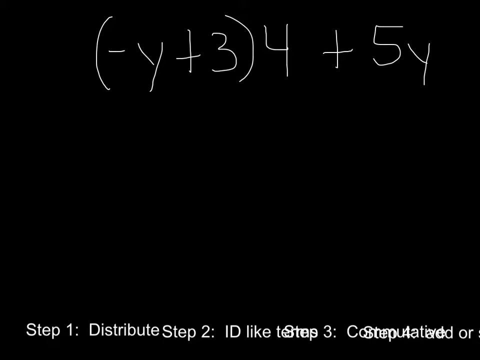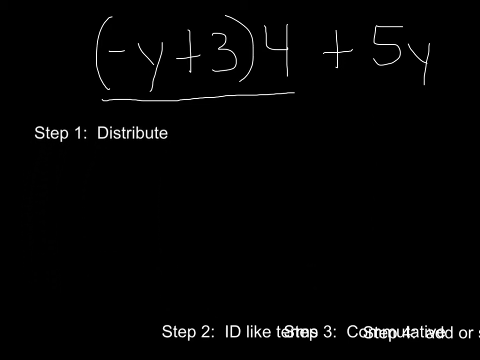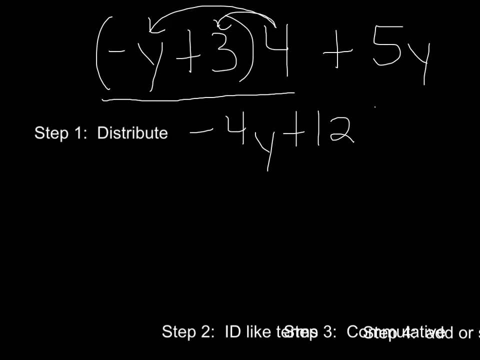Now, in this problem, the first thing that we should do is distribute. So that's going to be step one. And when I distribute, I'm going to multiply 4 times y to give me 4y. And I'm also going to multiply 4 times 3 to give me plus 12. And I still have 5y.